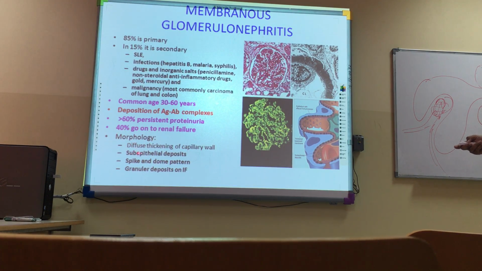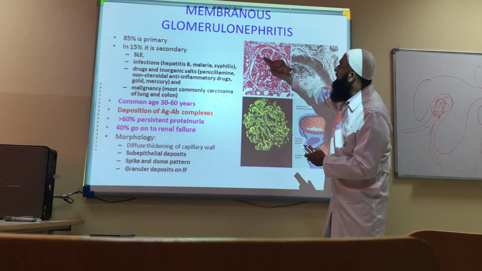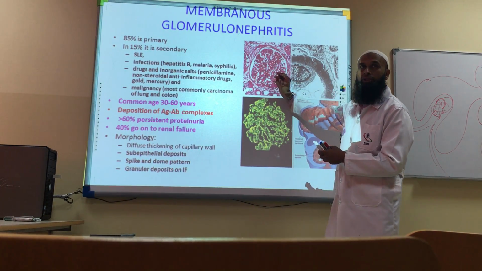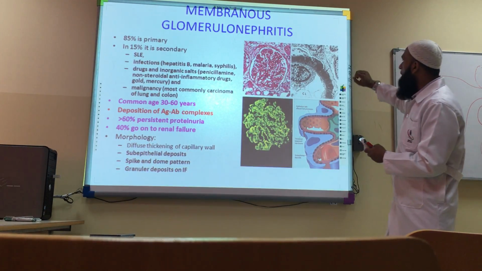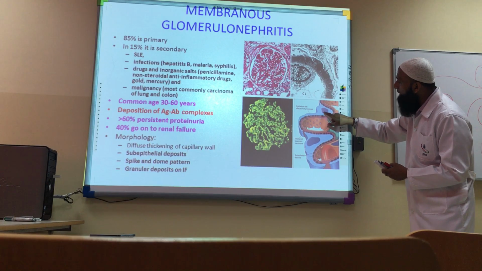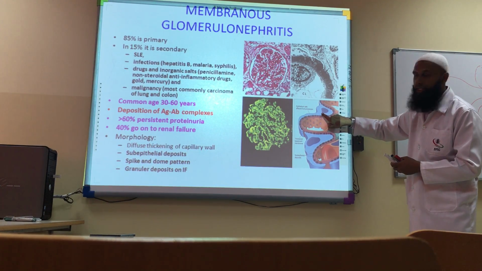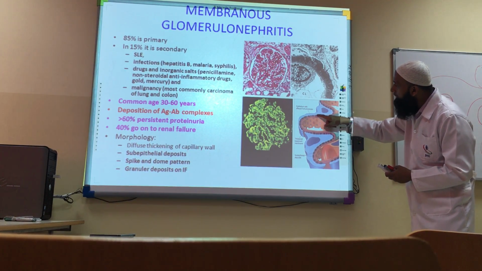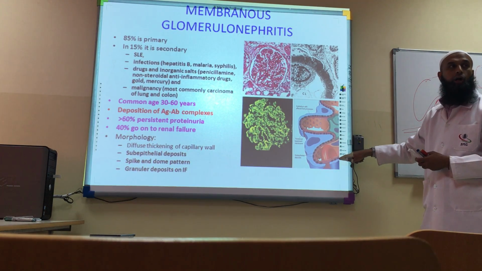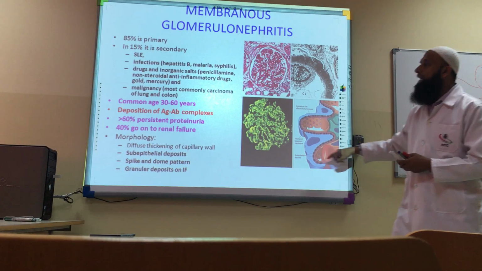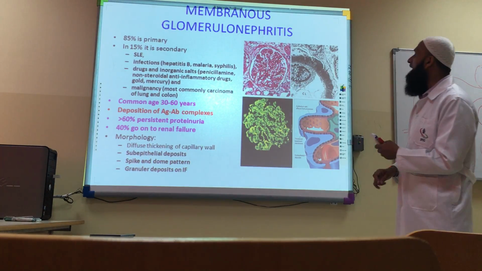And morphologically, there is diffuse thickening of the capillary walls. You can see that all the capillary walls are thicker. So there is diffuse thickening, and there are subepithelial deposits. This is the epithelium, which is the podocytes, and below them there is typically an array of deposits. These black things are the deposits of the antigen-antibody complexes. And this is something called the spike and dome pattern.